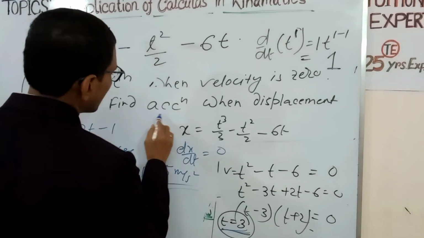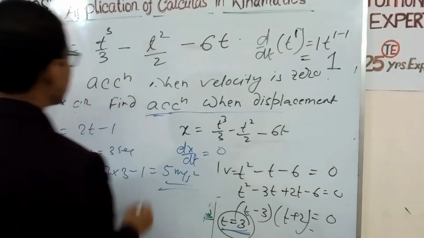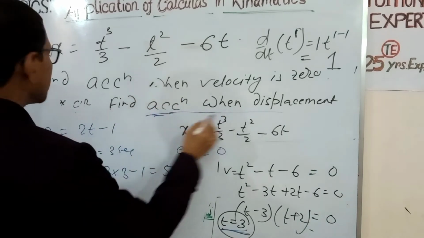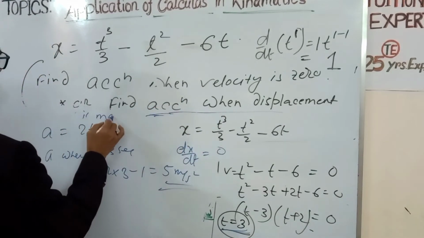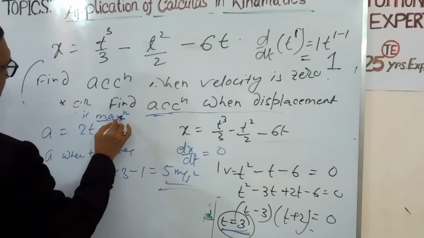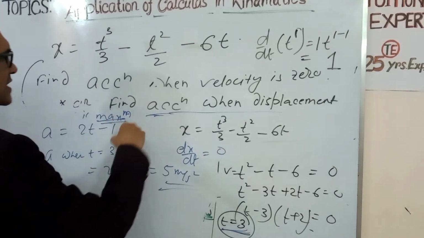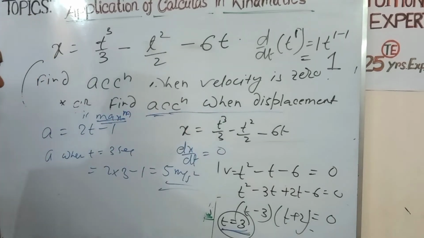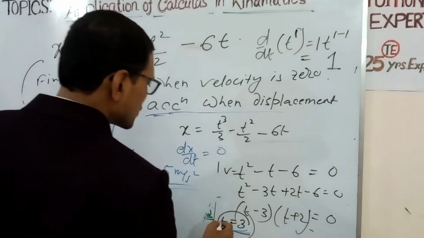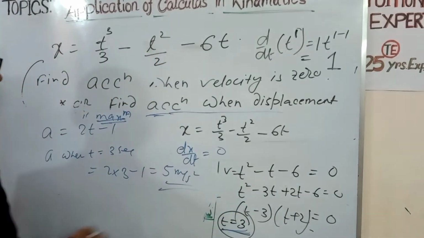So in this form, that is, find acceleration when displacement is maximum, this question may come. In this form, acceleration when displacement is maximum: displacement maximum means velocity becomes 0, dx by dt is equal to 0.